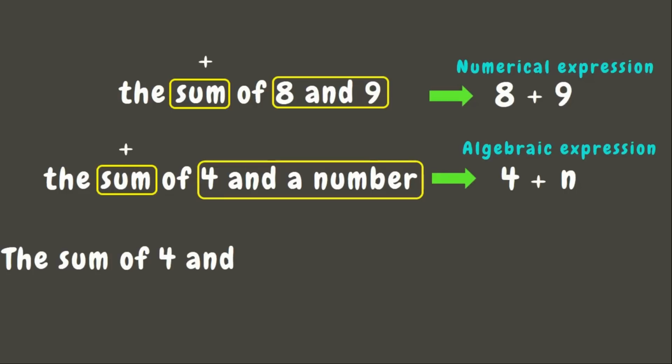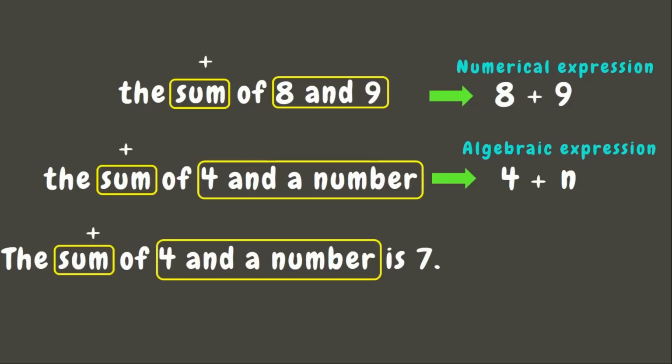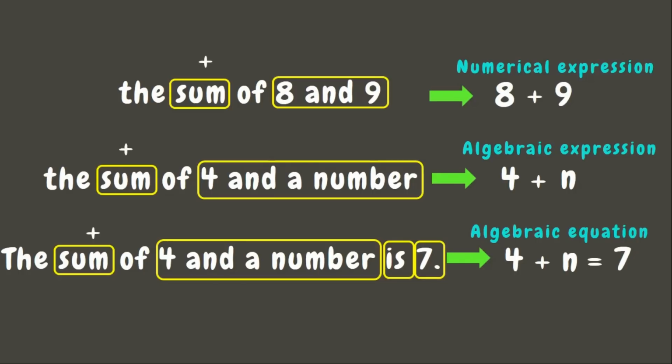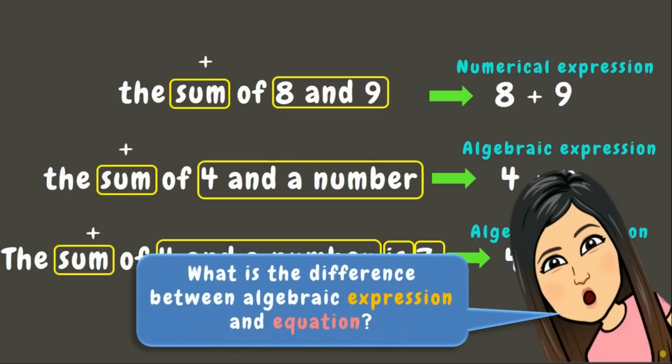Next one, we have the sum of 4 and the number is 7. Again, our keyword here is the word sum, which means addition. And we need to add 4 and a number, which is 4 plus n. And the word is represents the equal sign. Therefore, 4 plus n is equal to 7. This is an example of algebraic equation. Now, do you know what is the difference between algebraic expression and equation? Let's go and take a look.